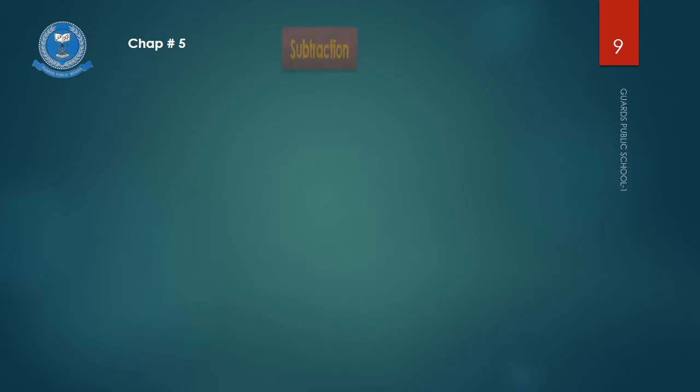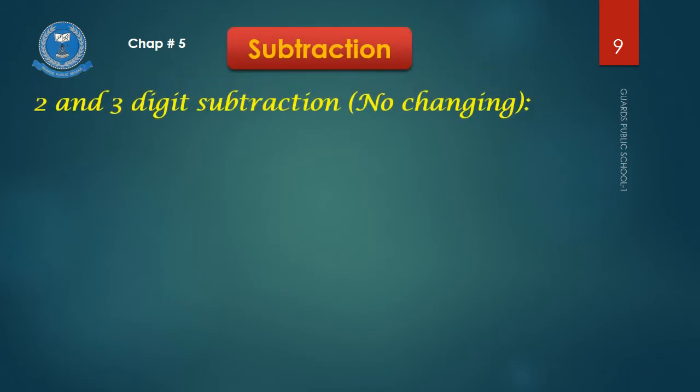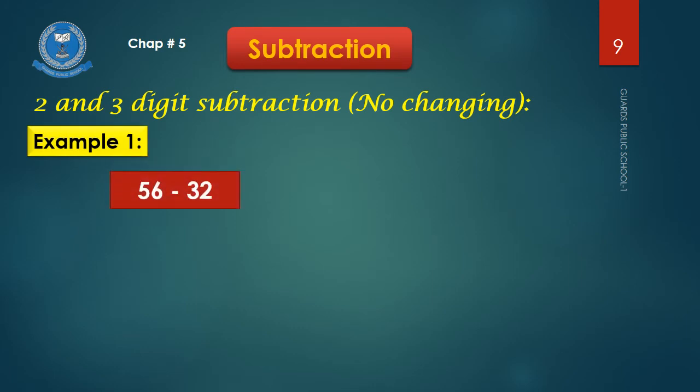Now, let's move to our topic, 2 and 3 digit subtraction with no changing. Students, as we all know, 2 digit has 2 numbers and 3 digit has 3 numbers. So, let's see examples. In example number 1, we take two numbers, 56 minus 32, from 2 digit. Students, recall all the steps from your previous addition lecture.